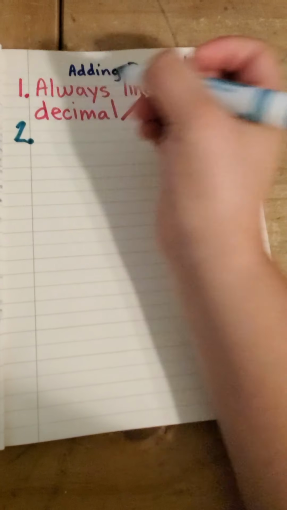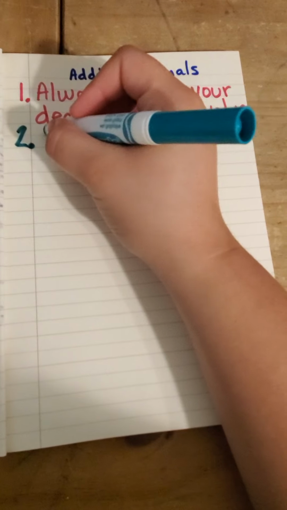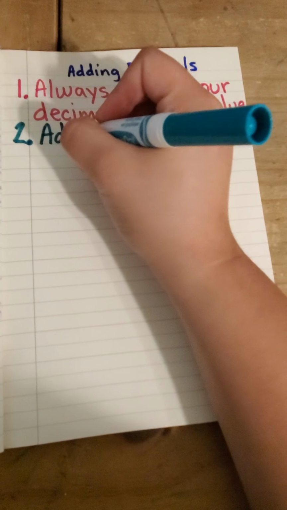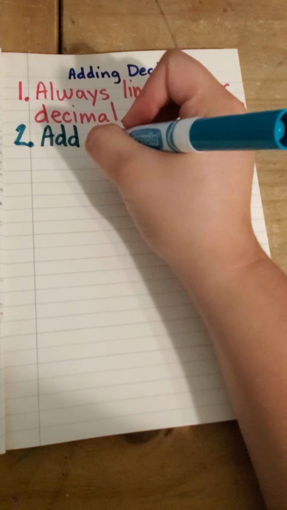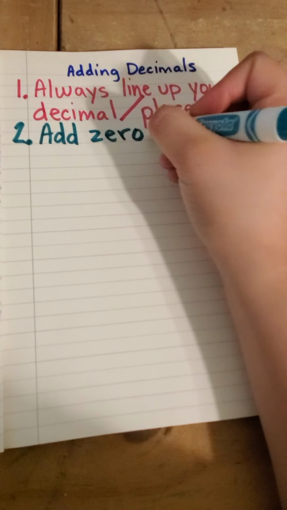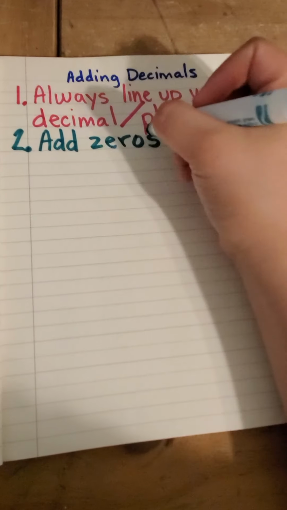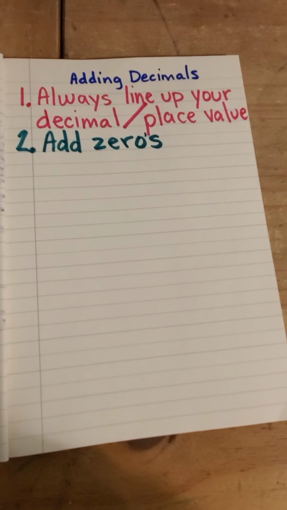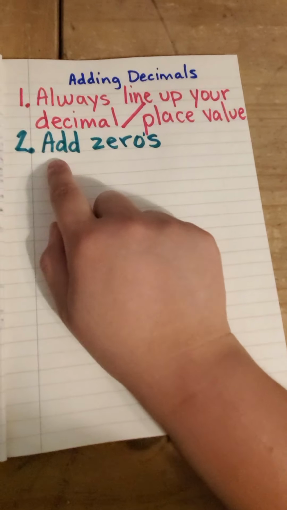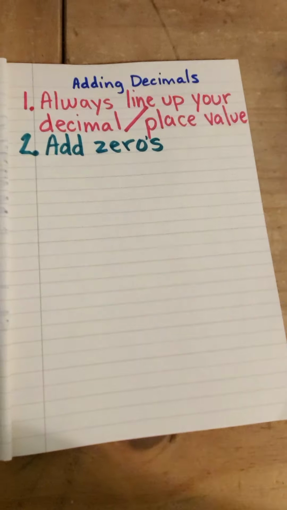Second step, I want to add zeros. So first we're going to write out our steps, then we're going to do examples. So now we add our zeros.